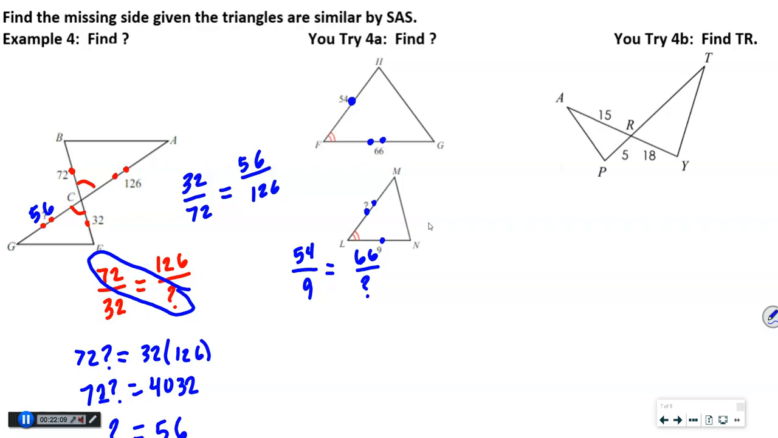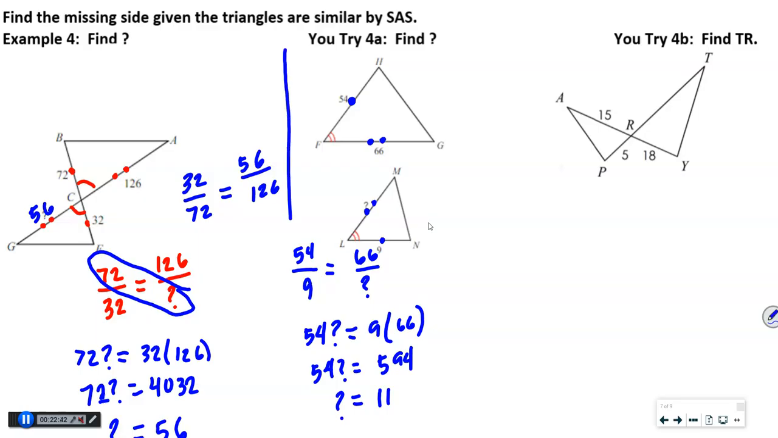So we're going to cross multiply again. 54 question mark is equal to 9 times 66. 9 times 66 is 594. 54 question mark is equal to 594. Divide both sides by 54. And question mark is indeed 11. I think I said that wrong, didn't I? So 11 goes in, yeah, because 9 goes into 54 6 times, 11 goes into 66 6 times. So, okay. All right, last one. Go ahead and do it.